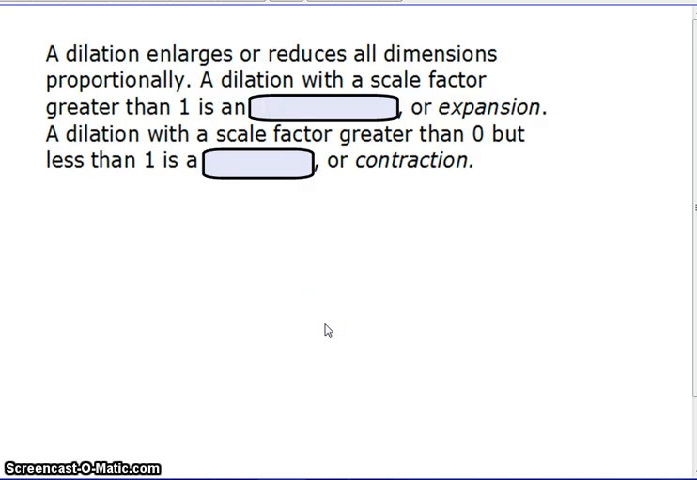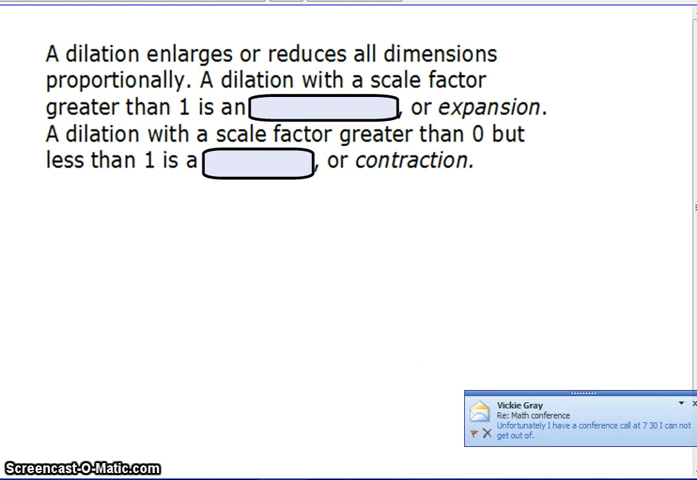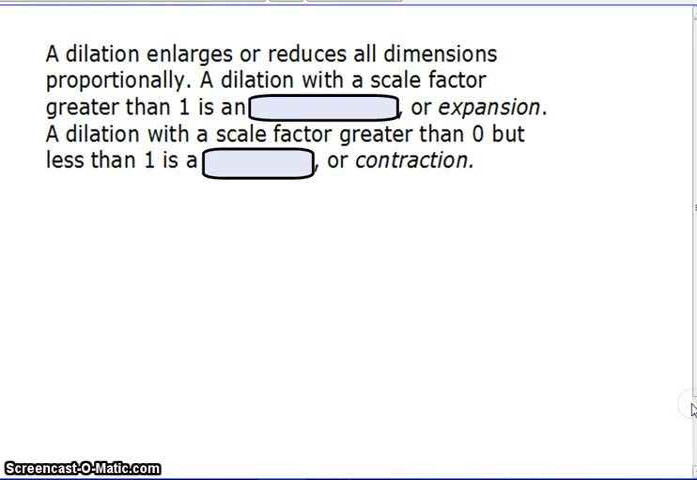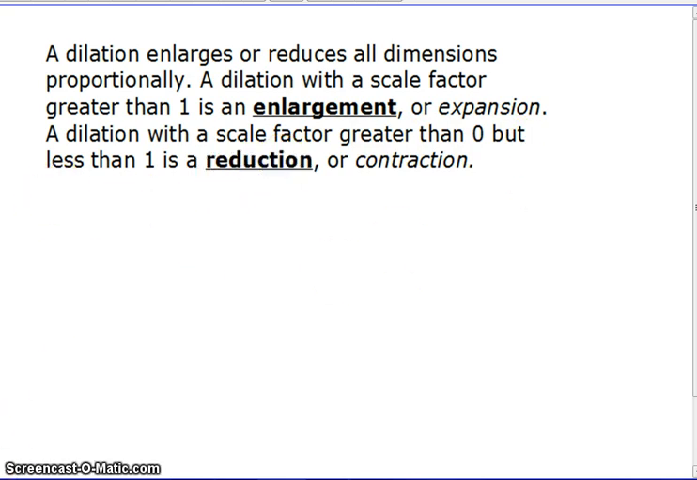So a dilation enlarges or reduces all dimensions proportionally. A dilation with a scale factor greater than 1, so if you're multiplying by a factor greater than 1, what would you call it? Yep, enlargement. If you have a scale factor that is less than 1 but greater than 0, so we're not negative, we're just a fraction, it would be a reduction or a contraction.